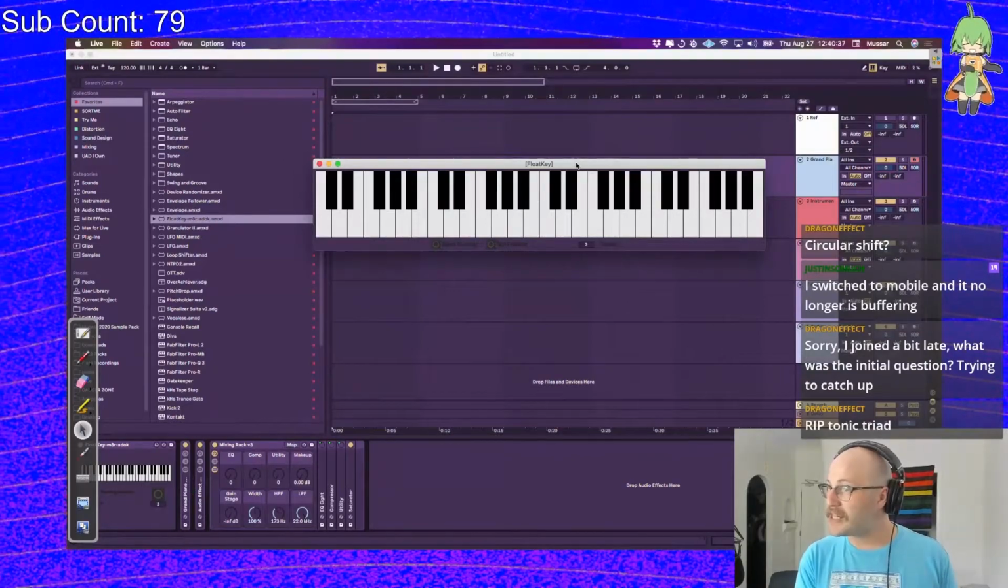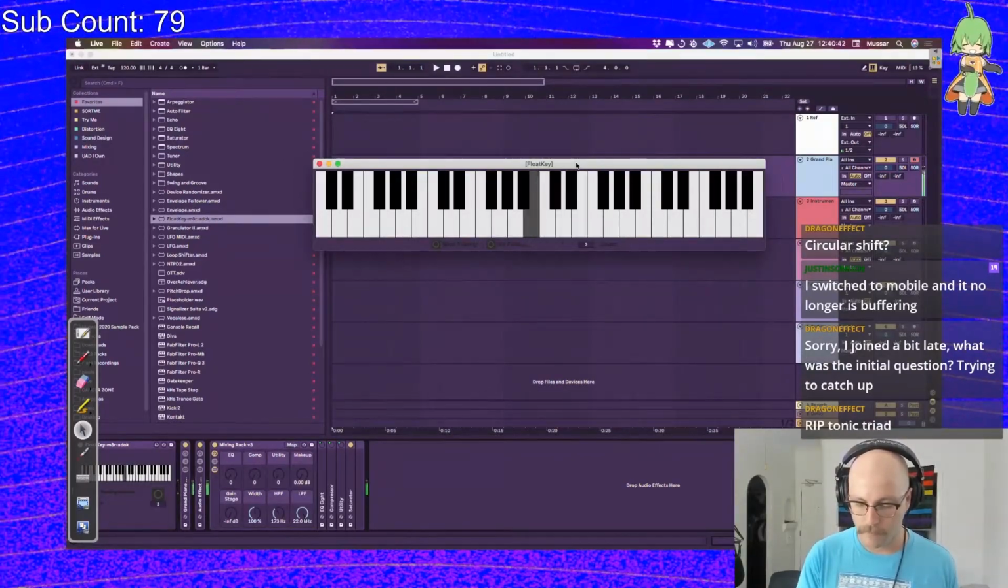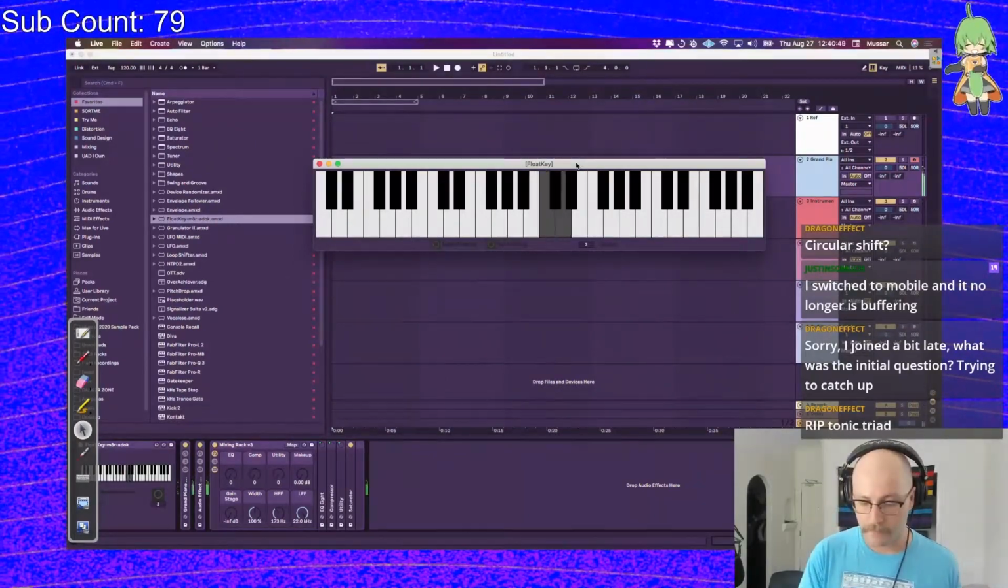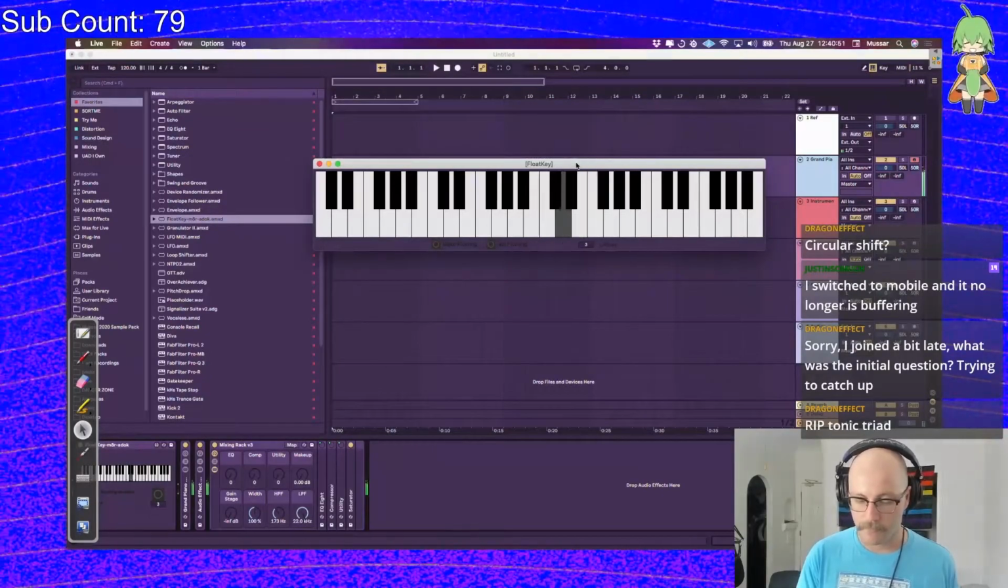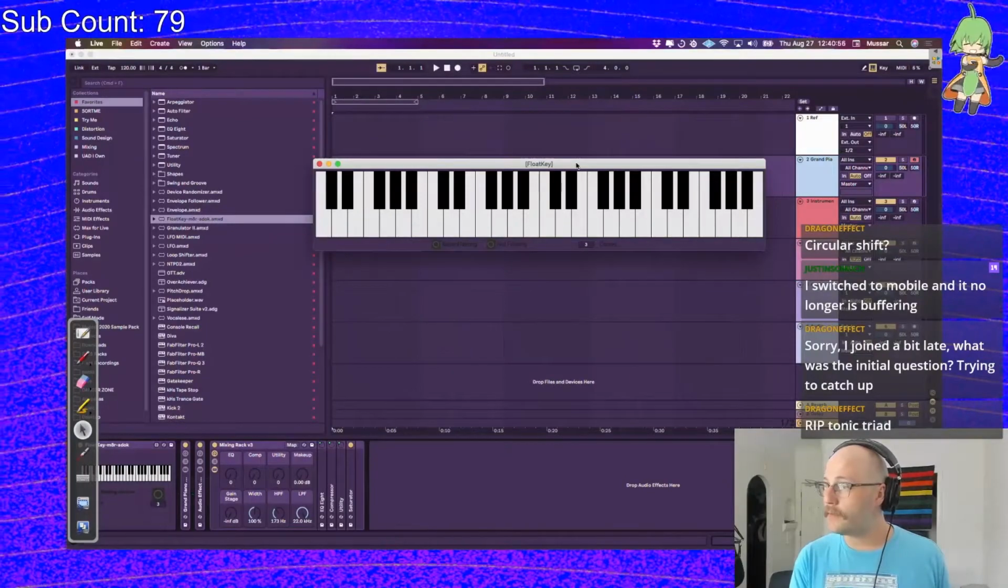Mixolydian from G to G. Aeolian from A to A. And then Locrian from B to B.